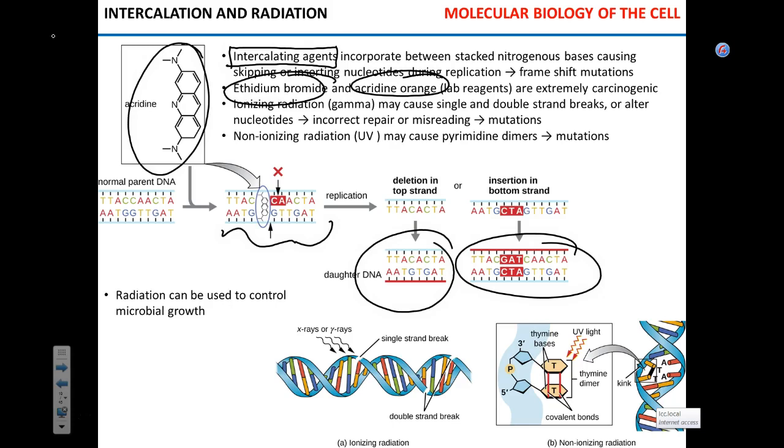You're not going to find them in regular life. Those are lab reagents. Ethidium bromide and acridin orange are used to detect DNA actually, because when they intercalate, when they stick themselves into the DNA molecule, they make it more visible when you shine the UV light on it.